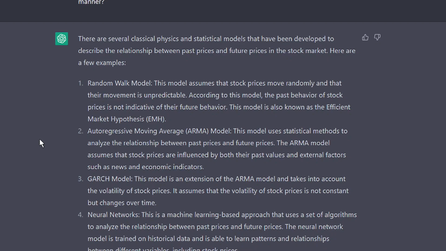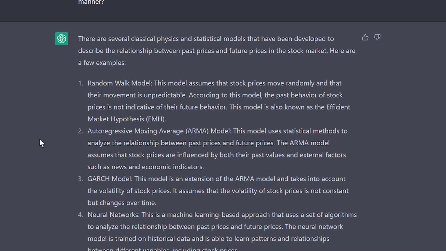There are several classical physics and statistical models that have been developed to describe the relationship between past prices and future prices in the stock market. Here are a few examples. 1. A random walk model. This model assumes that stock prices move randomly and that their movement is unpredictable. According to this model, past behavior of stock prices is not indicative of their future behavior. This model is also known as the efficient market hypothesis, EMH.